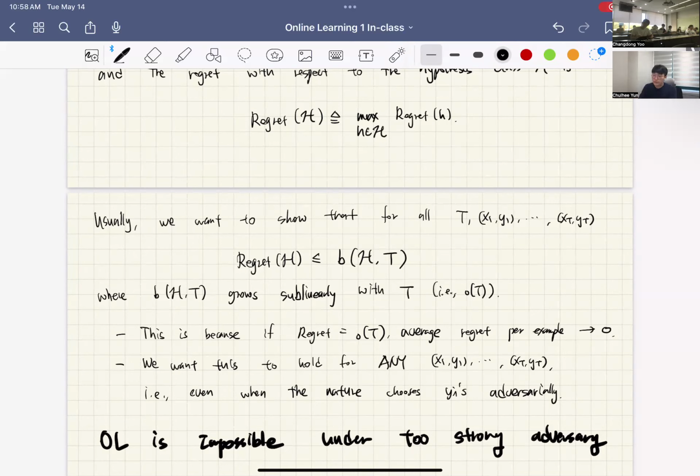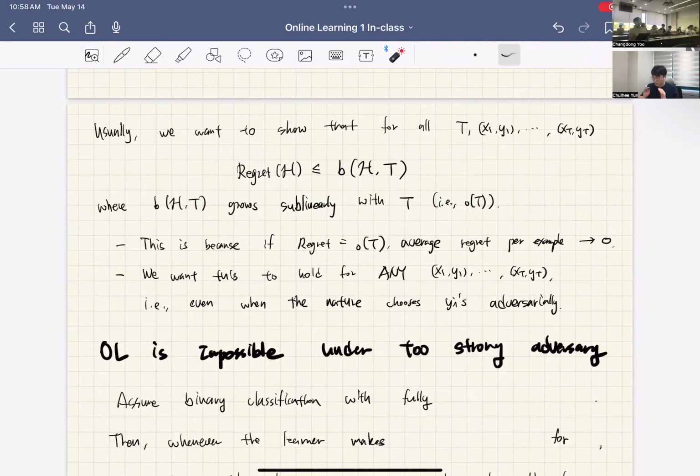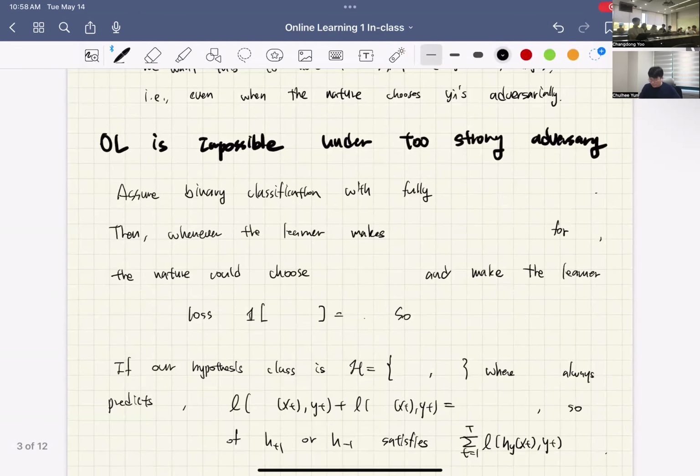This adversarial nature provides us with a bit of a challenge in implementing a learner that has sublinear regret. This is unlike the stochastic setting, where with more data we have a better estimate of the data distribution, and we can do a better job with our learner. This is probably covered in Professor Yu's class, but I'm going to briefly recap that this adversarial nature could be really powerful, so that online learning could be impossible in some cases, unless we make some good assumptions on the learning mechanism and the nature. So I'm going to show you an impossibility result.